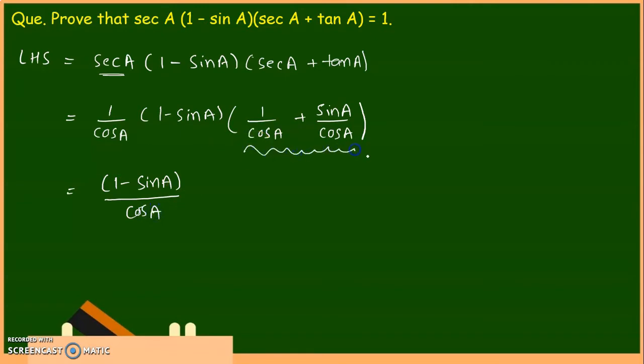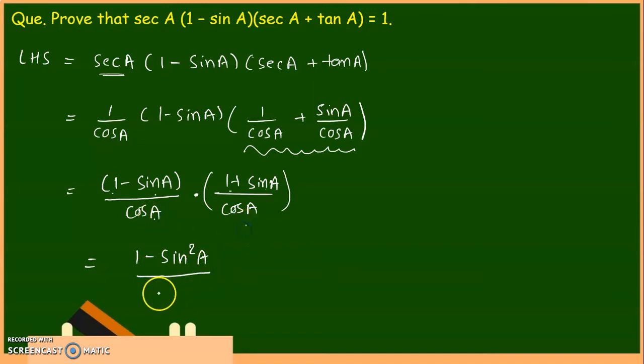Here if you take the LCM, so LCM is cos A, and on the numerator we will get 1 plus sine A. Now here those two brackets are in multiplication. So this 1 minus sine A multiplied by 1 plus sine A becomes 1 minus sine square A. You can use the identity (A minus B)(A plus B) is A square minus B square, that is 1 minus sine square A. And here in the denominator, this cos A multiplied by cos A becomes cos square A.